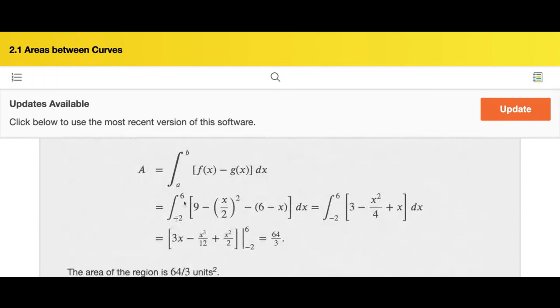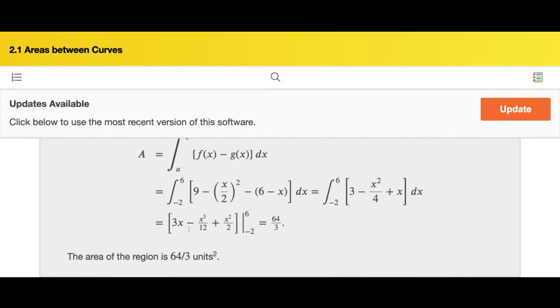So lower limit is -2, upper limit is 6. Just do f minus g because f is above g. After we simplify the integrand, we get a quadratic function. We anti-differentiate, we get a cubic function. We evaluate at -2 and 6. In the end, we get 64 divided by 3.